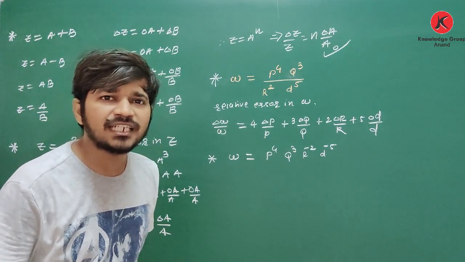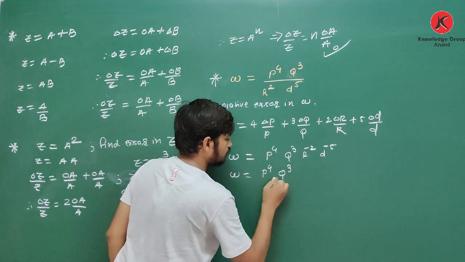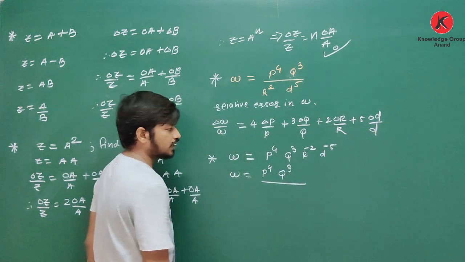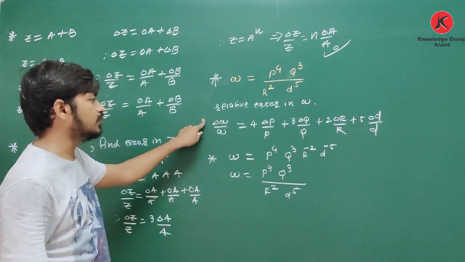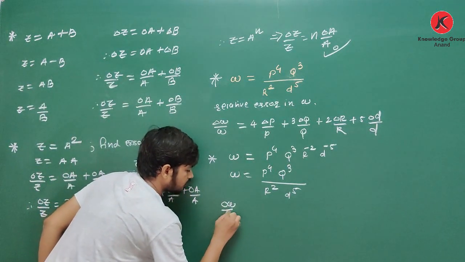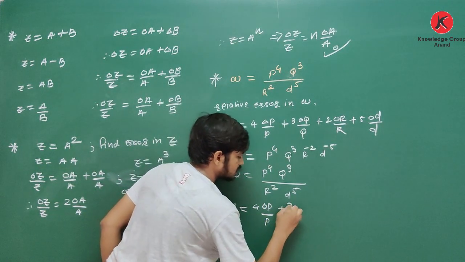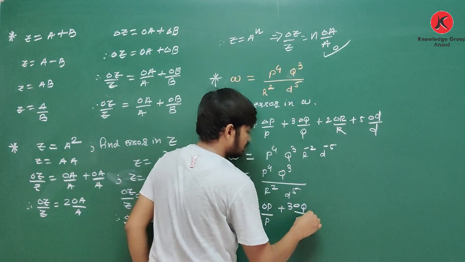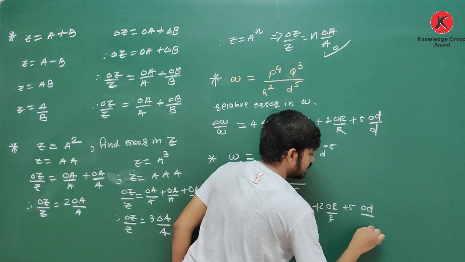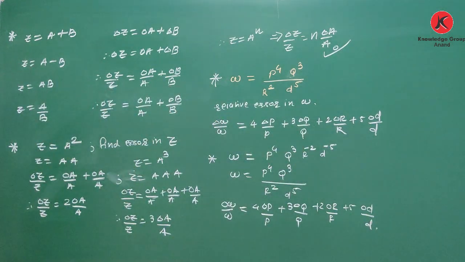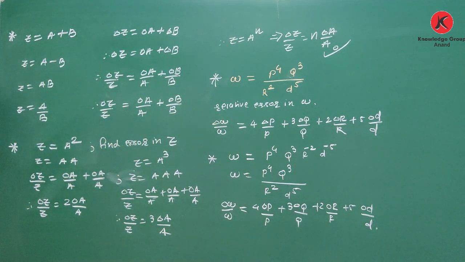No, you have to make the minus power positive. How? So W is equal to P raised to 4 Q cube divided by R raised to minus 2. If I take it in the denominator, it is R square, and here it is D raised to 5. Then your answer will be the same, that is delta W upon W is equal to 4 delta P upon P plus 3 delta Q upon Q plus 2 delta R upon R plus 5 delta D upon D. Clear about this? So yes, this type of question we will see in the exercise and illustration.